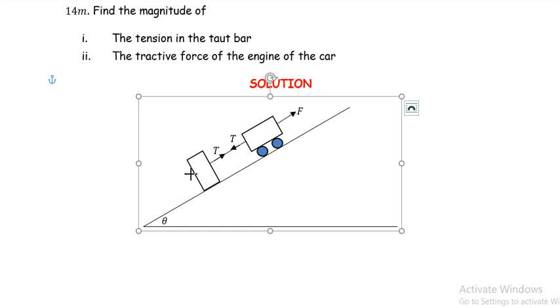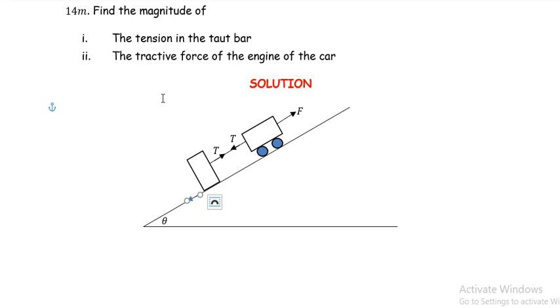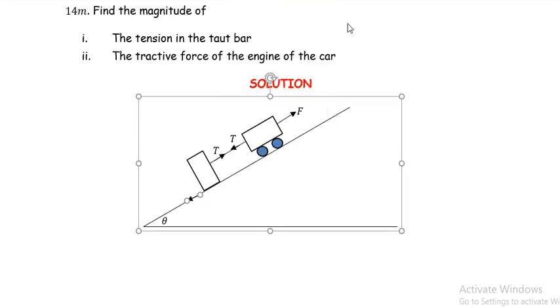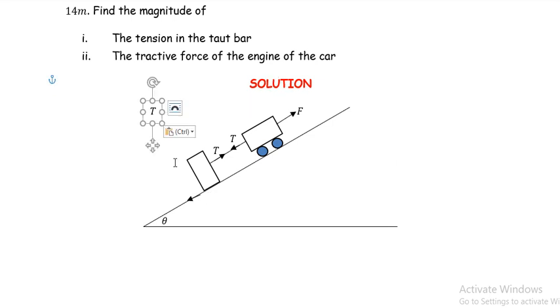Anyways, let me talk about the carriage. For the carriage, we have the frictional force, because the slope is rough. We have the frictional force here for the carriage, and I'm just going to call it F friction 1. That is for the carriage, because the car also has a frictional force.